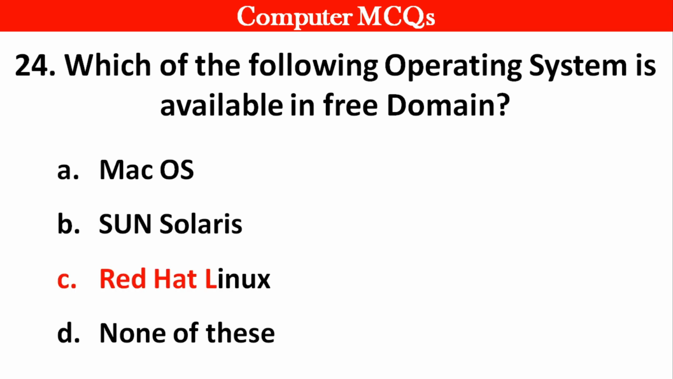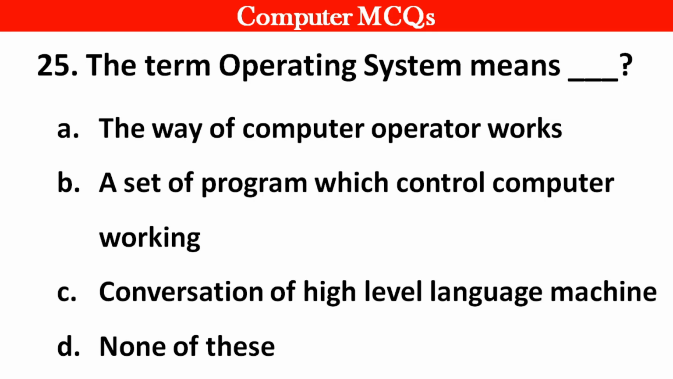Next question, which of the following operating systems is available in the free domain? Right answer is option C, Red Hat Linux. Next question, the term operating system means dash. Right answer is option B, a set of programs which controls the computer's working.